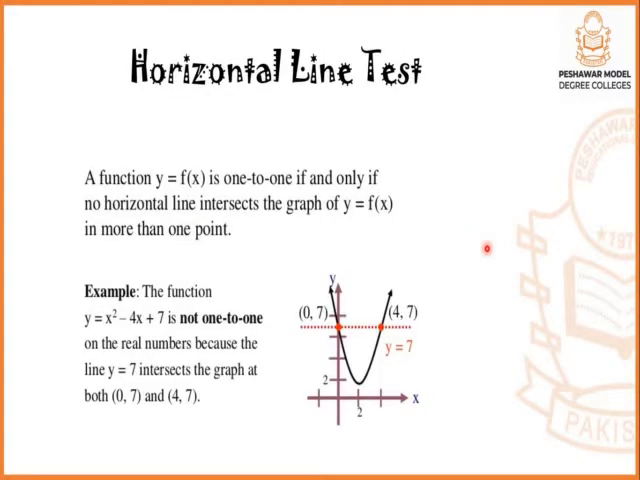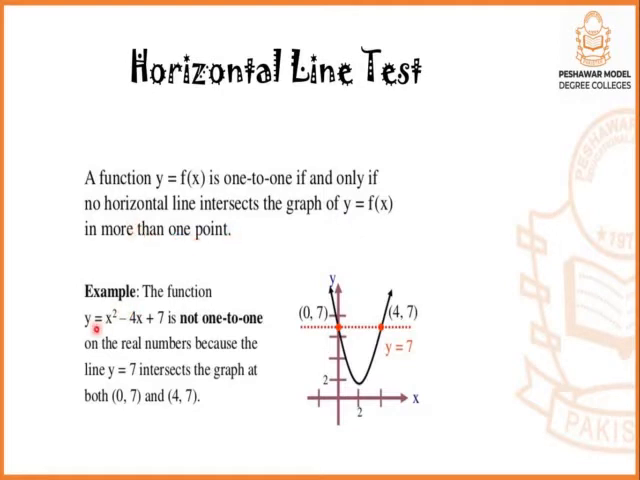Next is the horizontal line test. The horizontal line test is used to check whether the graph is a one-to-one function or not. A function y is equal to f of x is one-to-one if and only if no horizontal line intersects the graph of y is equal to f of x in more than one point.